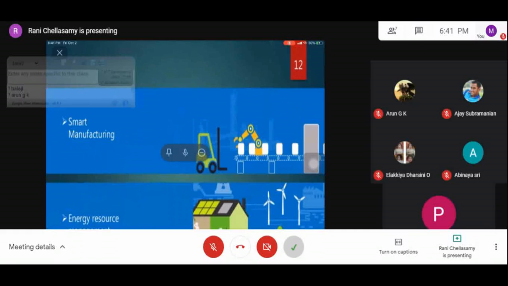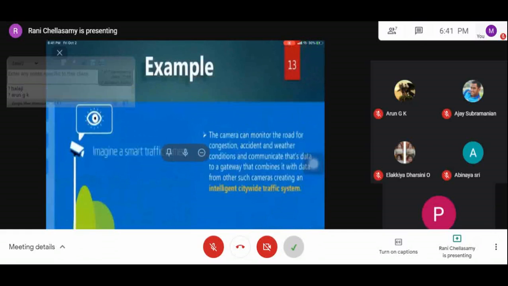Imagine a smart traffic camera. The camera can monitor the road for congestion, accidents, and weather conditions, and communicate the data to a gateway that combines it with data from other such cameras, creating an intelligent citywide traffic system. So in order to avoid such accidents, you can go with this smart traffic camera.